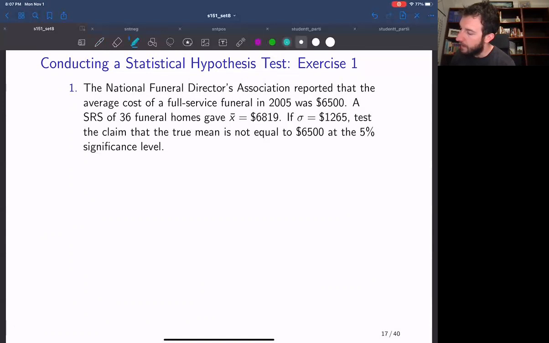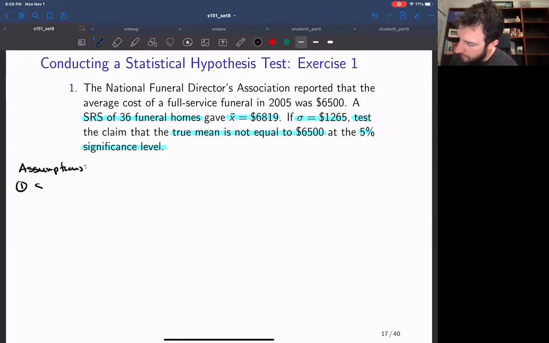First, we have an SRS of 36 funeral homes. So this is sample size 36, and it's telling us that we have a simple random sample. Okay, then we have X bar, we have sigma, and then we're told to test true mean is not equal to 6,500. So this is telling us to test that mu is different from 6,500, at the 5% significance level. All right, so we have everything that we need. We'll start by writing out the assumptions.